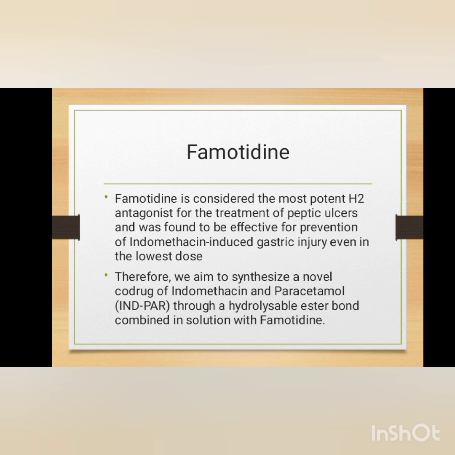Next, I am going to discuss famotidine. What is famotidine? It is also a drug. Famotidine is considered the most potent antagonist for the treatment of peptic ulcer. Mainly it is used for some stomach diseases, like ulcer, which is also a stomach disease. It is used in the treatment of peptic ulcer and was found to be effective for prevention of indomethacin induced gastric injury even in lowest dosage.